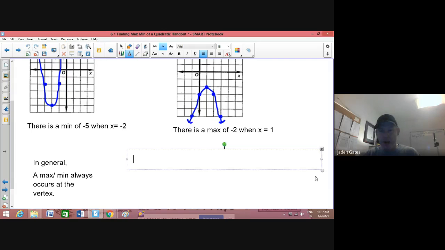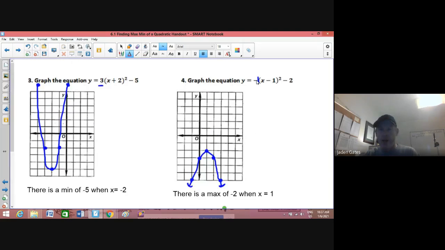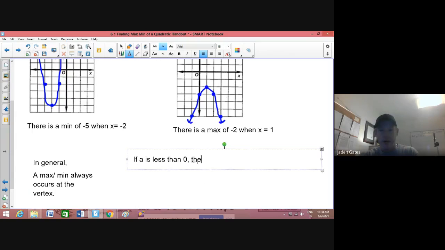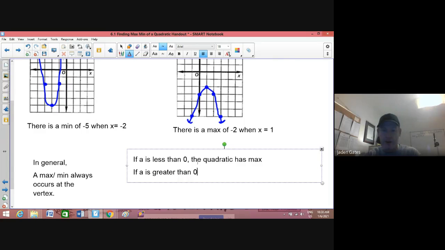And then the second thing is, by looking at the equation, if a is less than 0, in other words, it is negative, look what happens. Every time our a value is negative, our parabola opens down, and so therefore the quadratic has a max. And the opposite is true if a is greater than 0, in other words, it's positive, the quadratic opens up, so it has a min.